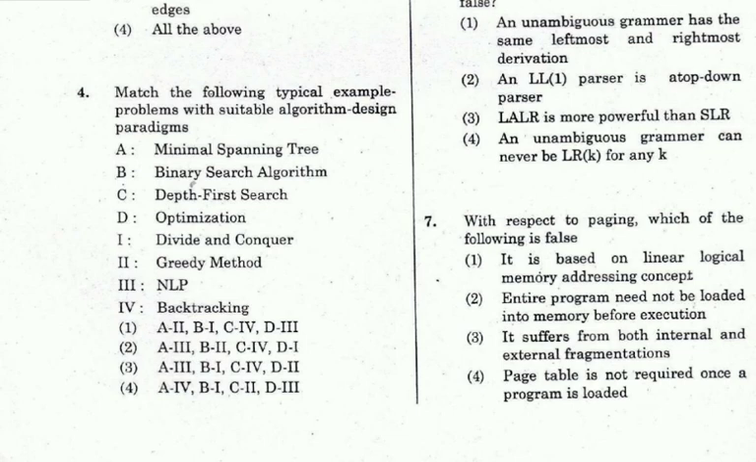So the binary search algorithm can be solved using the divide and conquer technique, whereas the minimal spanning tree can be solved using the greedy method technique, the depth first search can be solved using the backtracking method, and optimization can be solved using natural language processing (NLP). So the correct matching is A-2, B-1, C-4 and D-3. That is, option 1 is the correct answer.